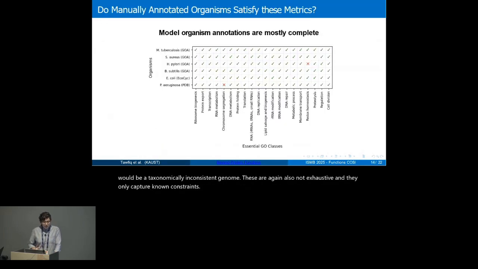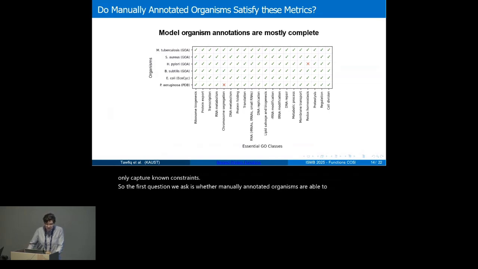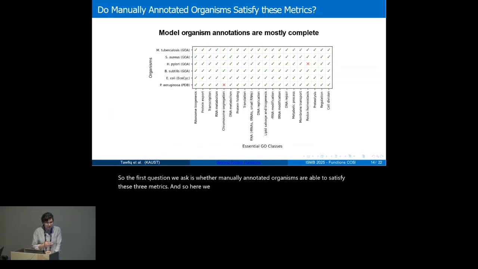So the first question we ask is whether manually annotated organisms are able to satisfy these three metrics. And so here we have a comparison of 6 model organisms such as Pseudomonas, E. coli, and Helicobacter pylori. And when we look at completeness, we find that most of them are complete with the exception of chromosome segregation in Pseudomonas and redox homeostasis in H. pylori.